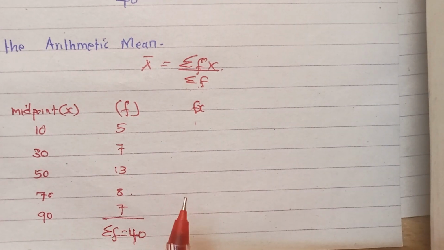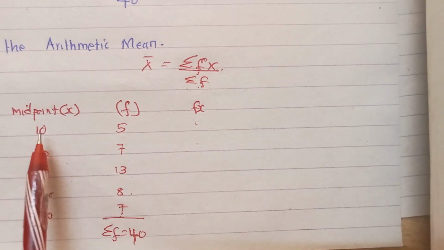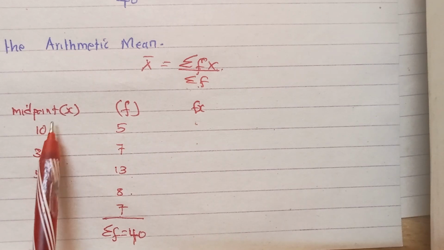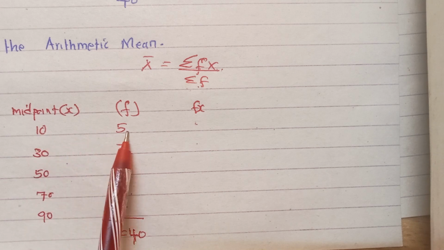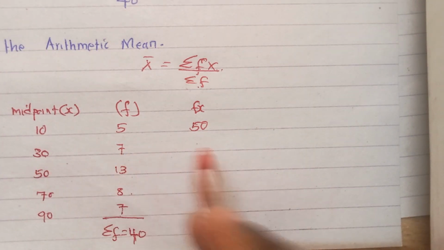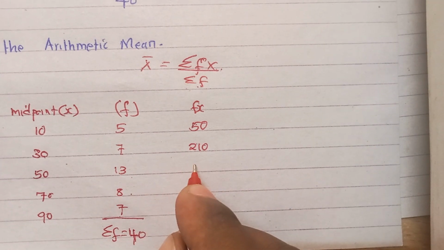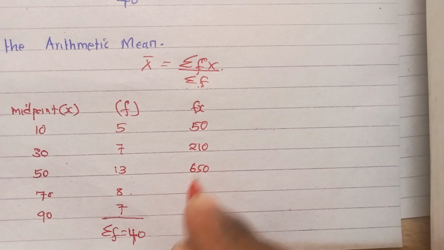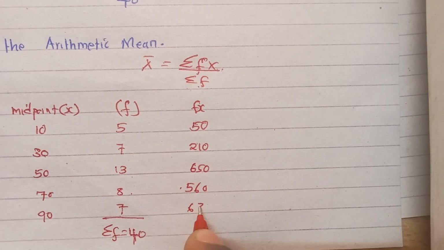Now we proceed with the last column, which is finding the elements on the fx column. For us to get these values, we take the elements on the x column, which is our midpoint in this case. So we take 10, multiply by 5, it gives you 50. Here 30 times 7 gives you 210. This one gives you 650. This one gives you 560. The other one is 630.